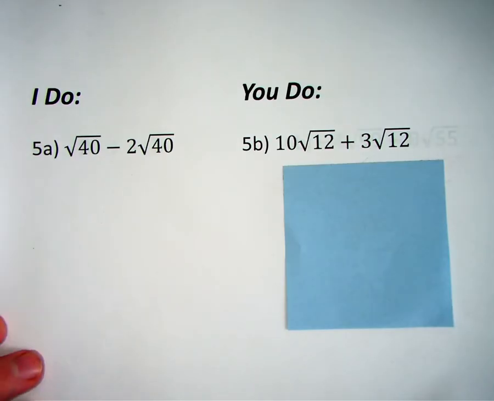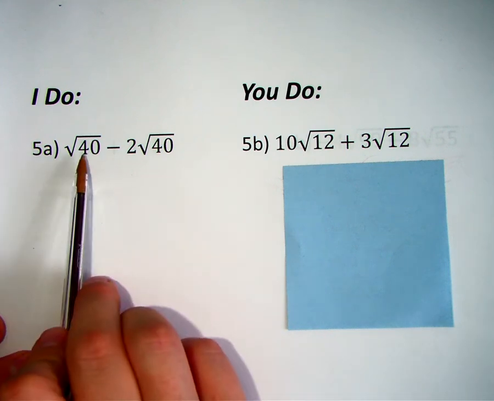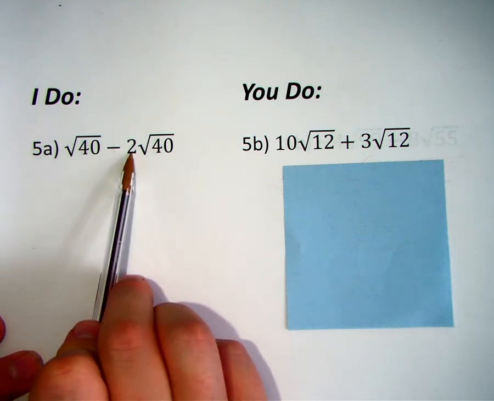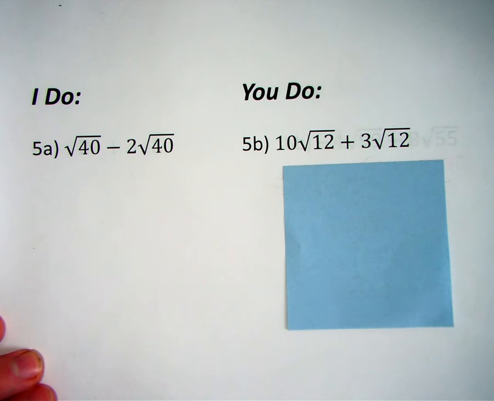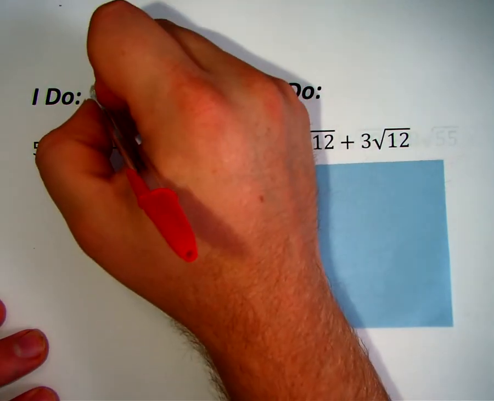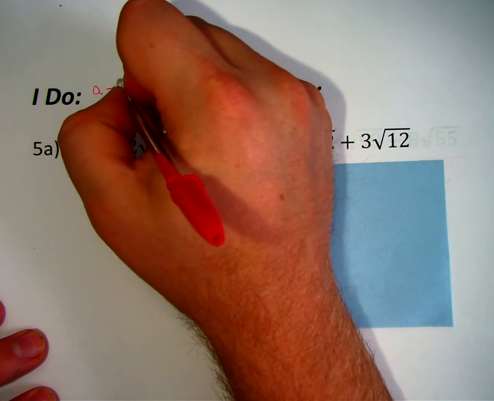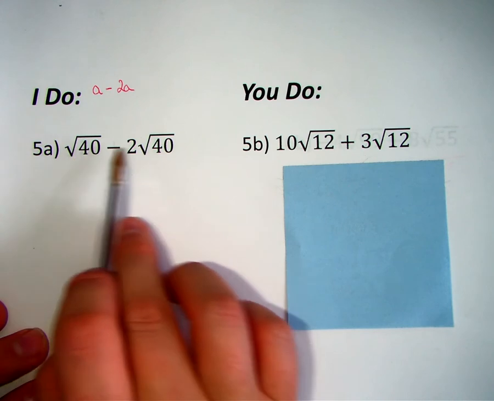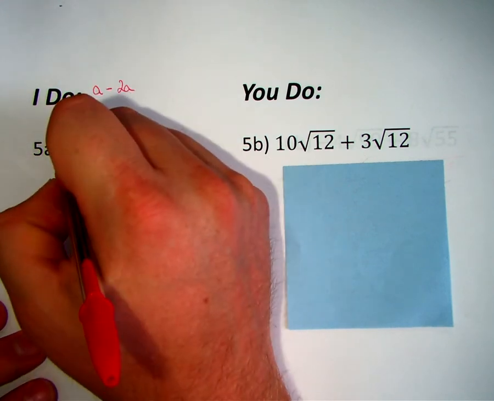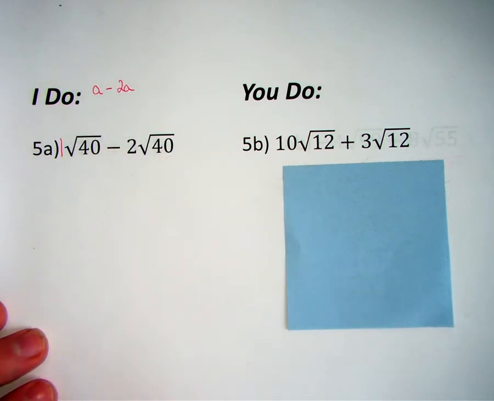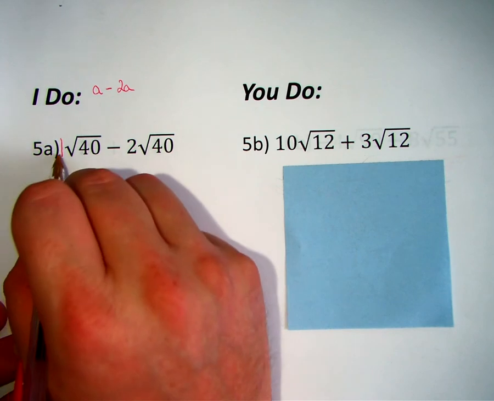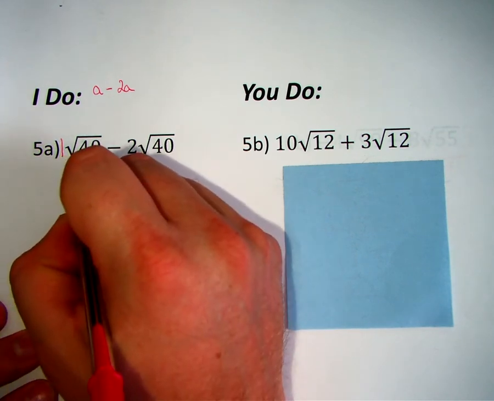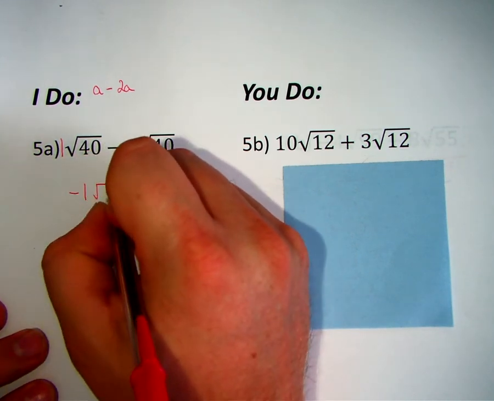So let's look at our first example. We have root 40 minus 2 root 40. So thinking in terms of variables, that would be kind of like saying a minus 2a. Well, those are like terms, so we can combine them, and we are going to combine them. We have 1 root 40 minus 2 root 40. So 1 minus 2 is negative 1 root 40.